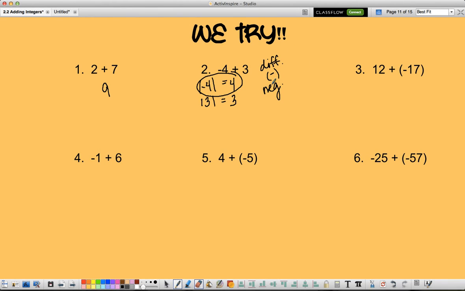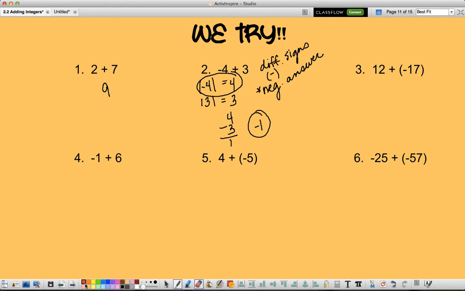So now I've set it all up and I know that I'm going to subtract because I have different signs. And I know that my answer has to be negative. So I'm going to subtract 4 minus 3 and I get 1. But since I know my answer is negative, I know my answer is negative 1.